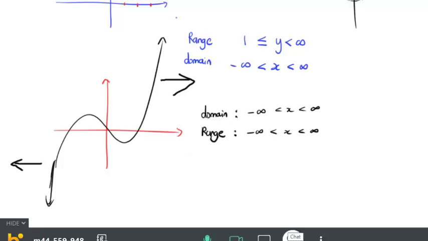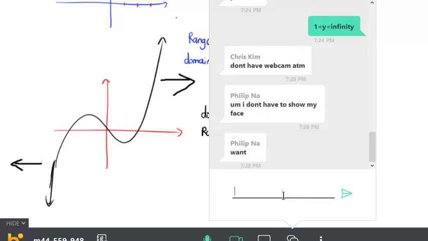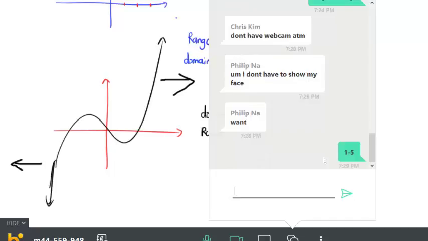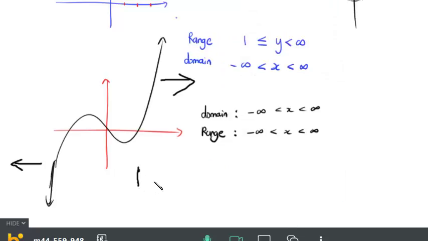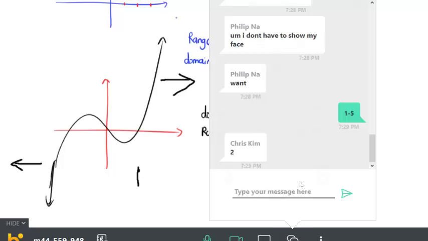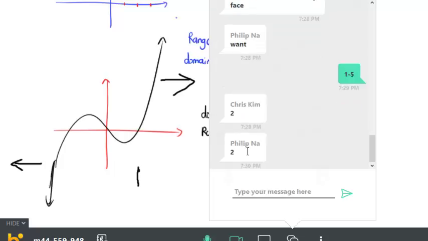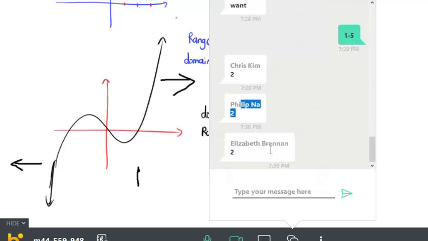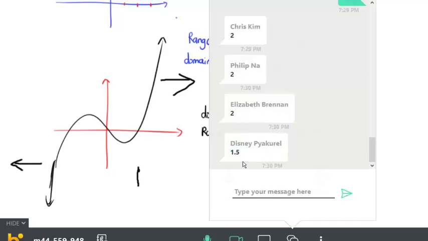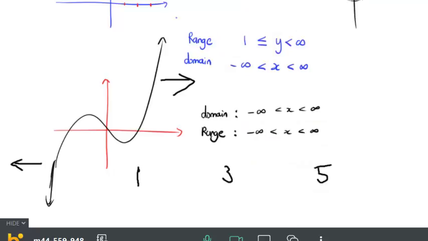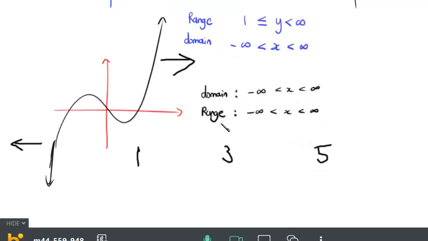So I want you to type your understanding level here, from 1 to 5. I want you to describe your understanding level of domain and range. 1 is extremely confusing, 5 is extremely easy, 3 is somewhat understand. Can you type your responses? Chris, 2, okay. Ishita, 1.5, okay, cool. So I guess this is a difficult topic for some of you.